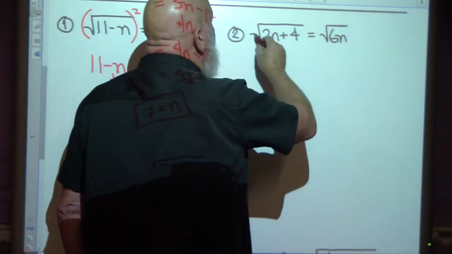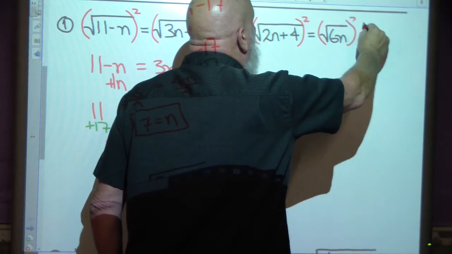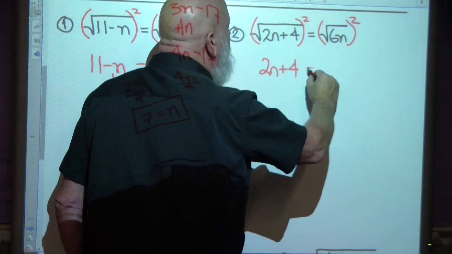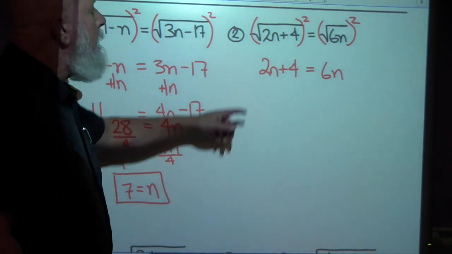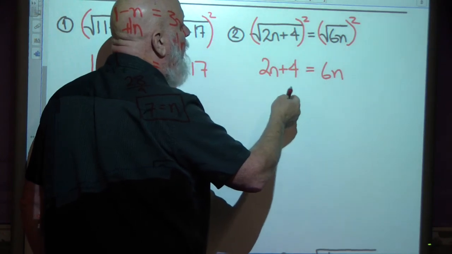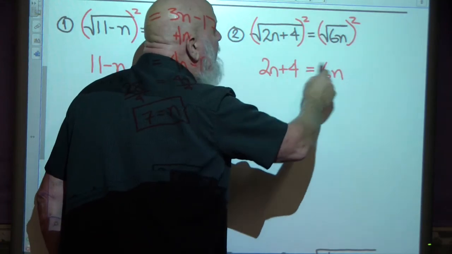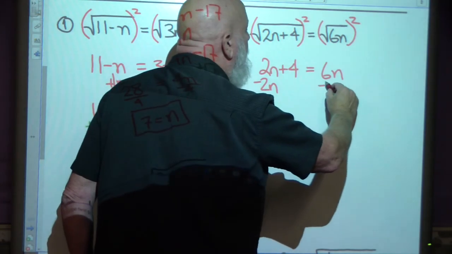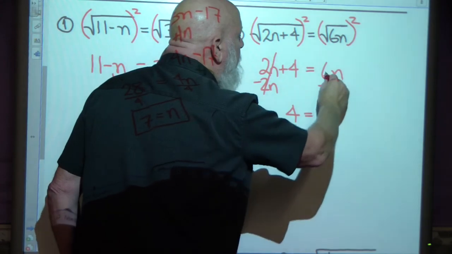So here we go. I'm going to raise both sides to the second power. I'm going to square both sides. That will give me 2n plus 4 is equal to 6n. Those radicals disappeared when I did that. Now I'm going to combine, it's called gathering our variables. I don't want to have variables on both sides of the equation, so I'm going to subtract 2n from both sides. This will yield 4 is equal to 4n.